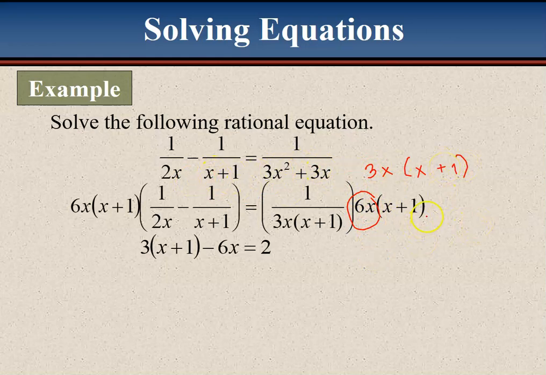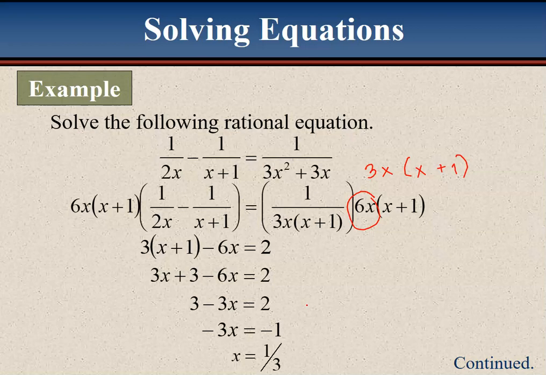So therefore, you are going to multiply everything by 6x times x plus 1, and then simplify it to the simplest form. The result is 3 times x plus 1 minus 6x equals 2. Then distribute: 3x plus 3 minus 6x equals 2. Then 3x minus 6x gives us negative 3x, and then move 3 to the other side. That will give us negative 1, and then x is equal to 1 over 3.